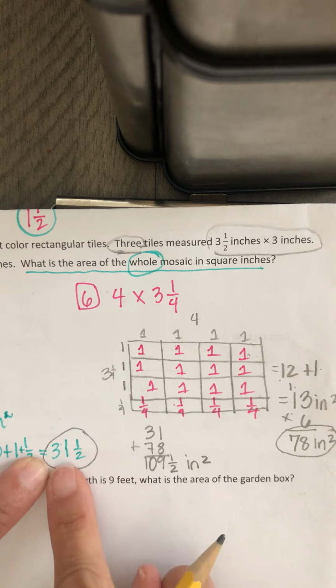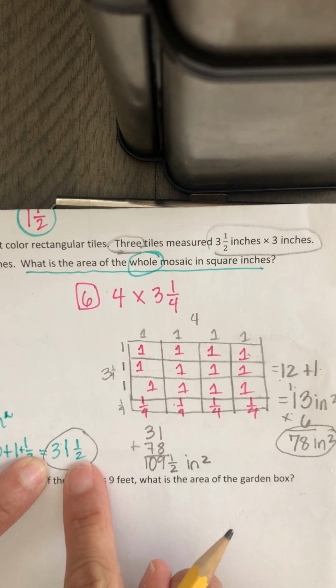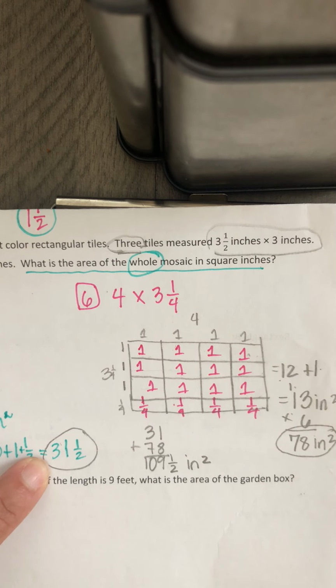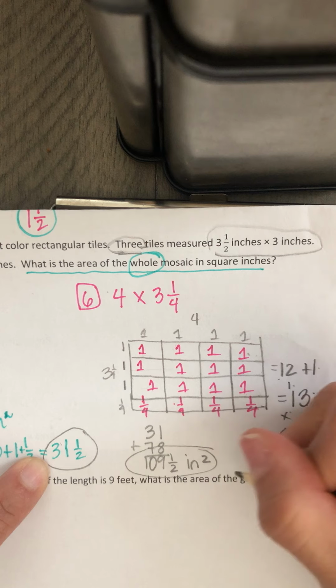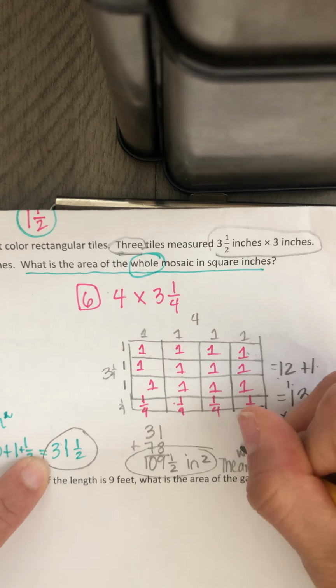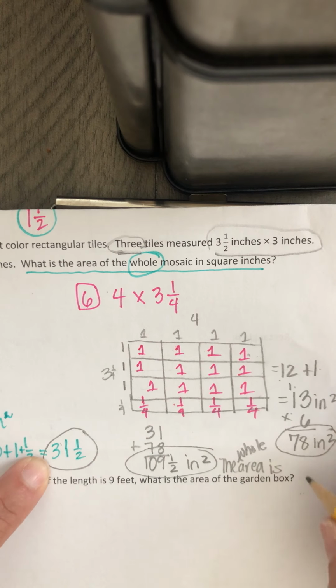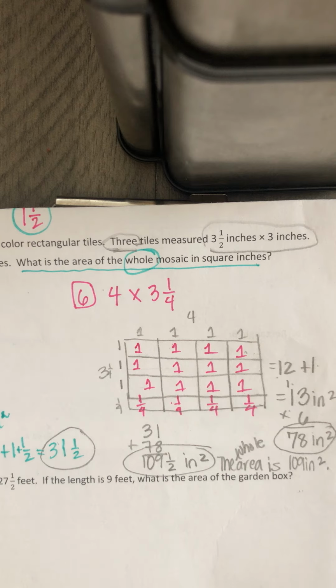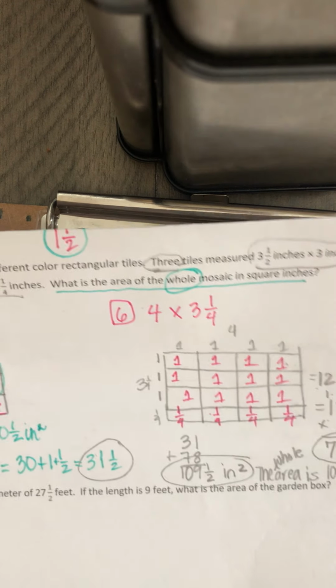Where did I get the half? Well, I just added my wholes first and then I didn't forget to tack that on to the end. And there's your answer. And don't forget to write your statement out, okay? You would say something like, the whole area is 109.5 inches squared. Piece of cake, piece of pie.